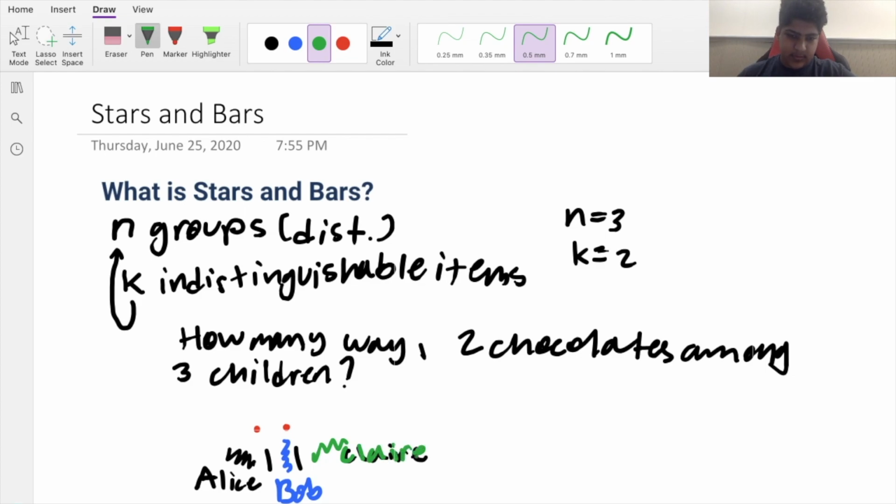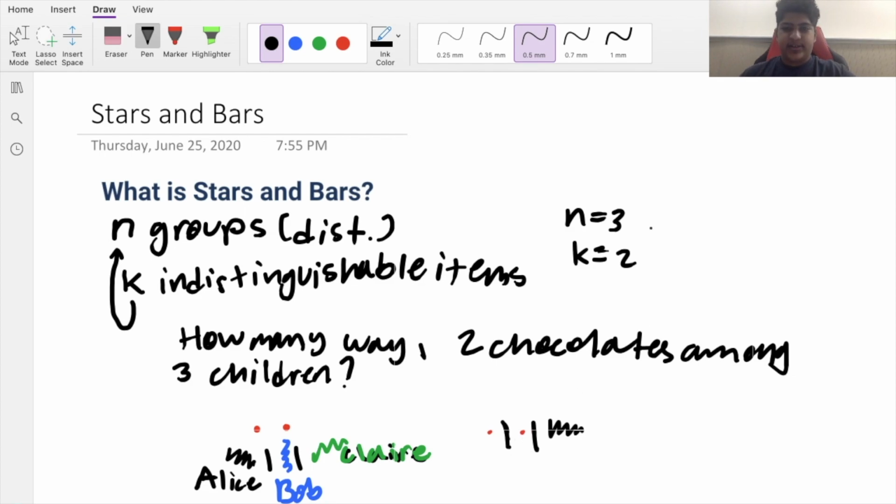So then we can place these 2 chocolates in these 3 groups, i.e. people in this case, to find out the number of ways. Now, how do we count these ways? We have 2 partitions and we have 2 chocolates. And the thing is, we actually allow for some partitions to be empty. So let's say we have these 2 partitions, we can see that this area over here is actually empty, which means that Claire gets no chocolates, whereas Alice and Bob each get 1 chocolate.